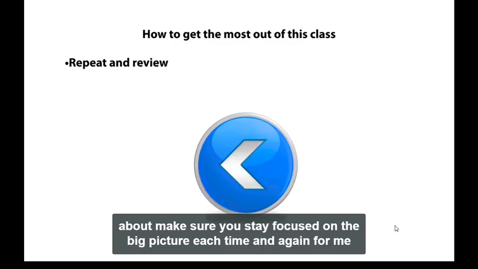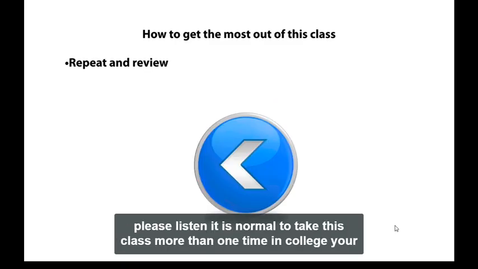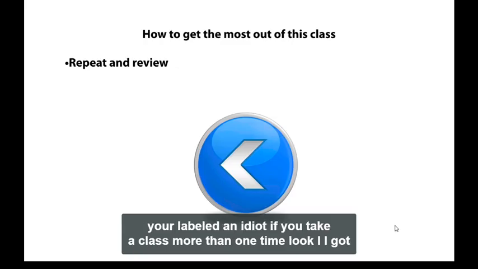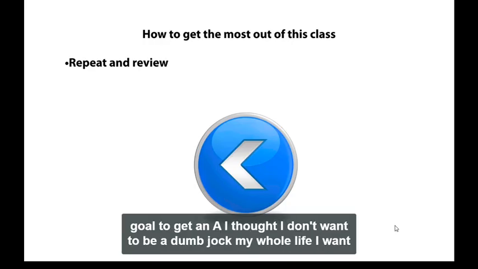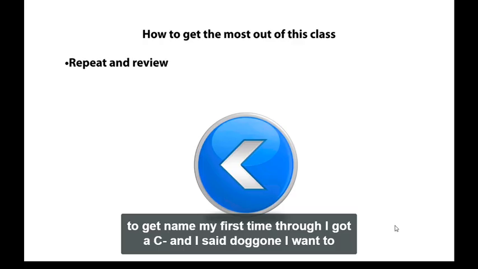And again, for me, please listen. It is normal to take this class more than one time. In college, you're labeled an idiot if you take a class more than one time. Look, I got a bad grade in college in calculus. I got a C minus, and I had set a goal to get an A. I thought, I don't want to be a dumb jock my whole life. I want to get an A. And my first time through, I got a C minus. And I said, doggone it, I want to get an A.